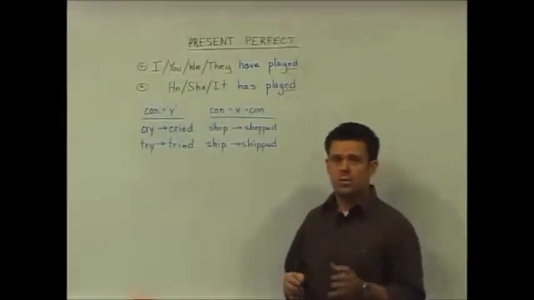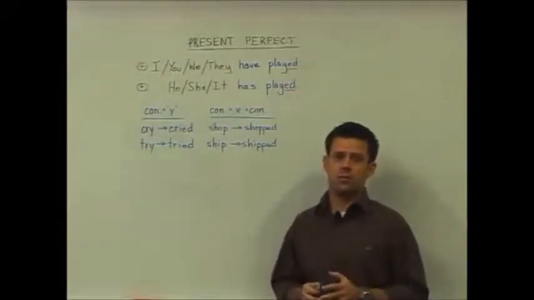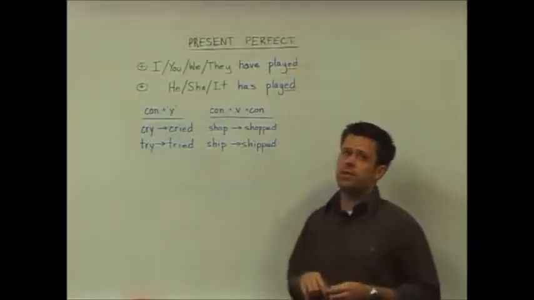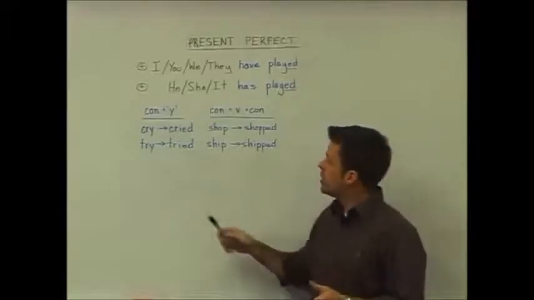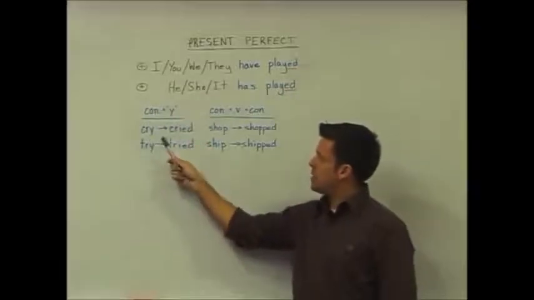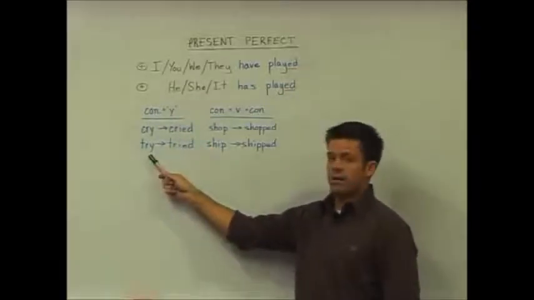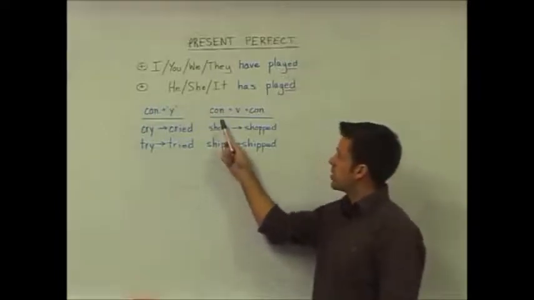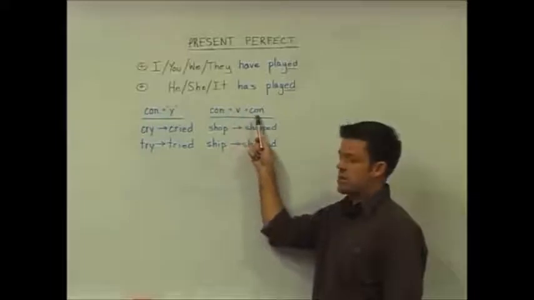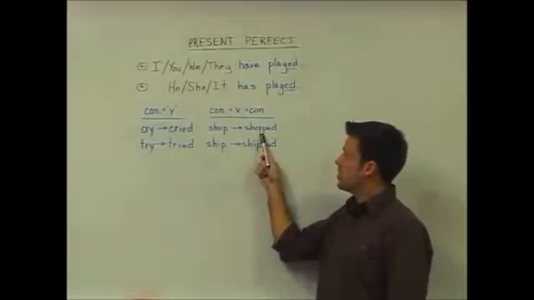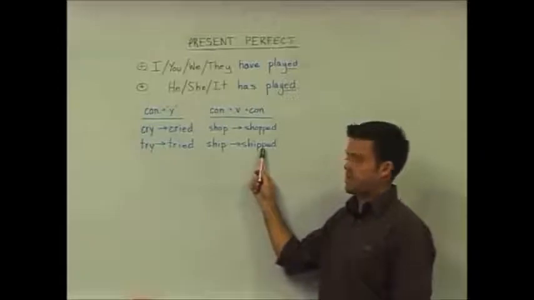As mentioned earlier, our example sentence has used a regular verb, to play. With the regular verbs, we simply add ed. This spelling pattern changes for words that end with a consonant and a Y. Cry goes to cried, try to tried. Another spelling pattern we have to be aware of is consonant plus vowel plus consonant. In these instances, we double the consonant used. Shop needs the double P, and ship needs the double P.